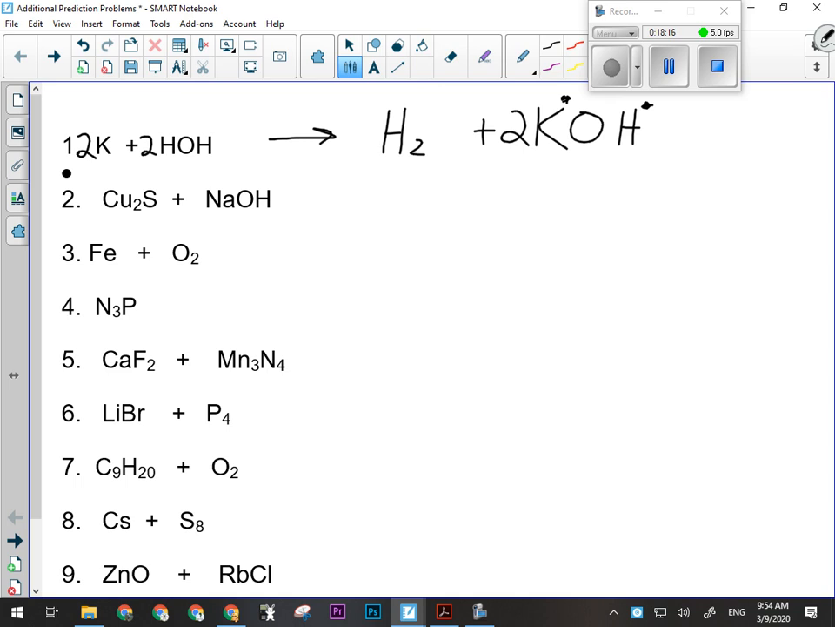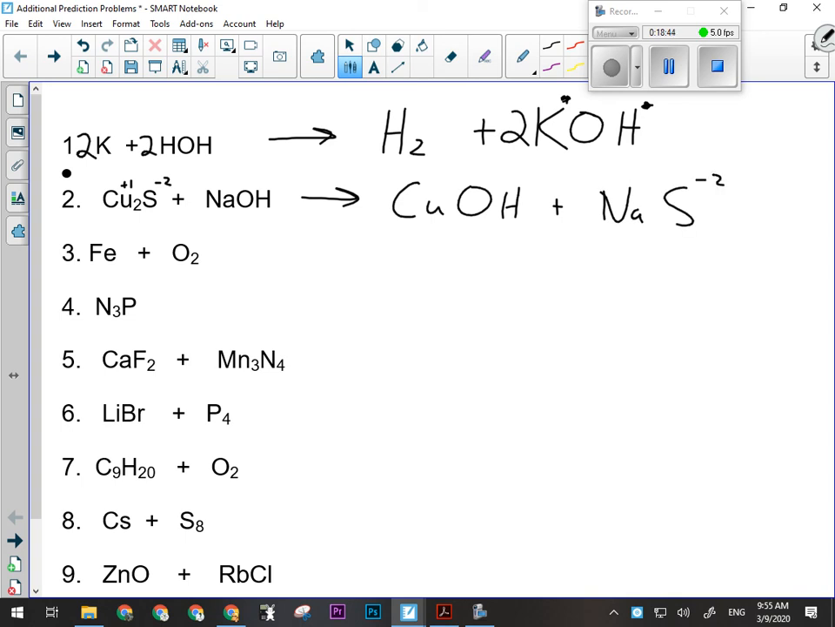Okay. All right. Question number 2, we've got copper 1 sulfide, and I know it's copper 1 because sulfide's always a -2, and there's 2 coppers here, so they must be +1 each, and then that's reacting with sodium hydroxide. That's a double replacement reaction, so I'm going to swap the metals, so Cu will end up with OH, and sodium will end up with sulfide.